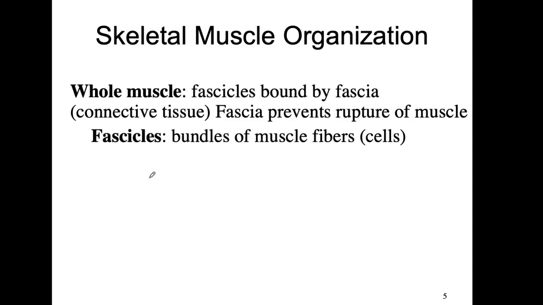The fascicle then, what is that? It's a bundle of muscle fibers, which you remember are cells. So if I get a bunch of cells and I wrap this tape around it, this fascia around it, I'm going to form a fascicle. If I get many fascicles and I wrap those around, I'm going to have an entire muscle.